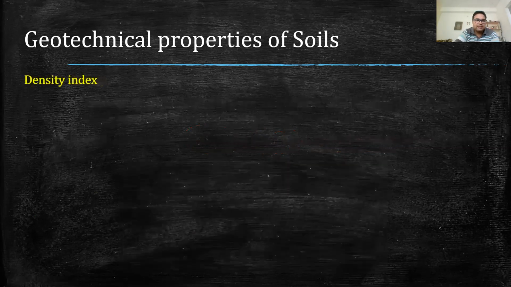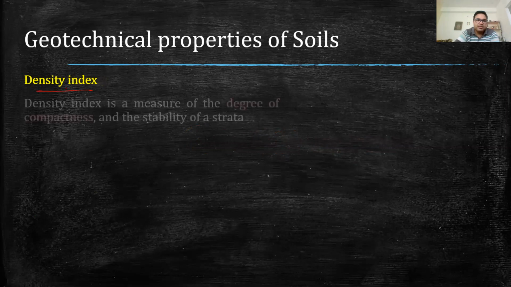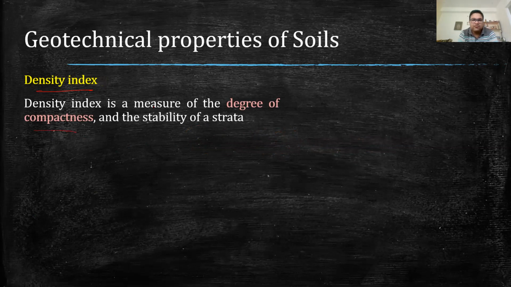Now going to the next property of the soil, which is called the density index. This property basically gives an idea of the degree of compactness. Basically, it is a measure of degree of compactness. Whenever we are constructing any structure on the soil, our first thing is to solidify or compact the soil where we are going to construct our structure. So that compactness can be measured in terms of density index.